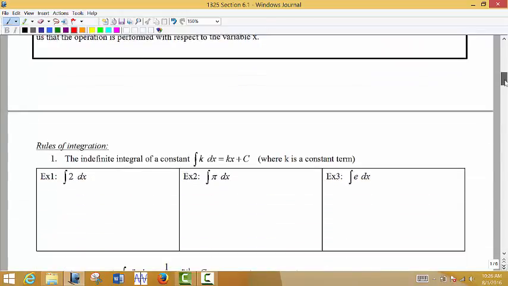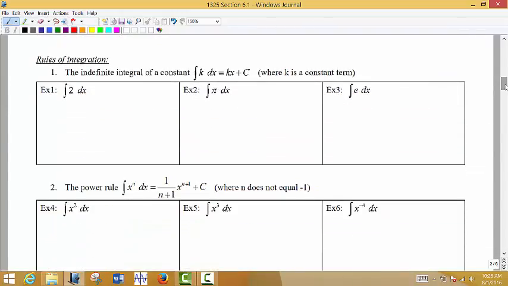Okay, so let's look at some examples. It says here the rules of integration, and we're looking at just integrating a constant. So we want to keep in mind something before we go forward. If I gave you the function 2x, so let's say that f of x was 2x, and I asked you to find the derivative of that, well, the derivative of 2x would just be 2.